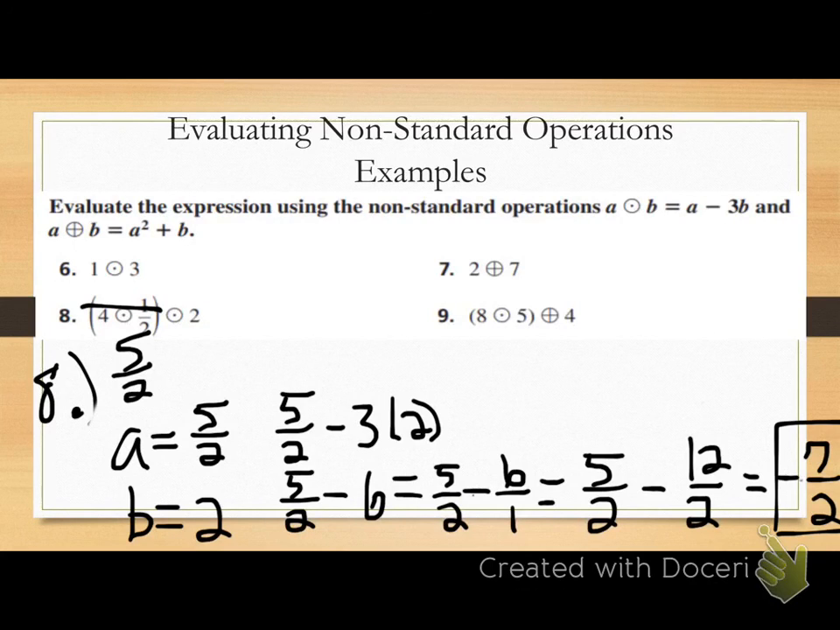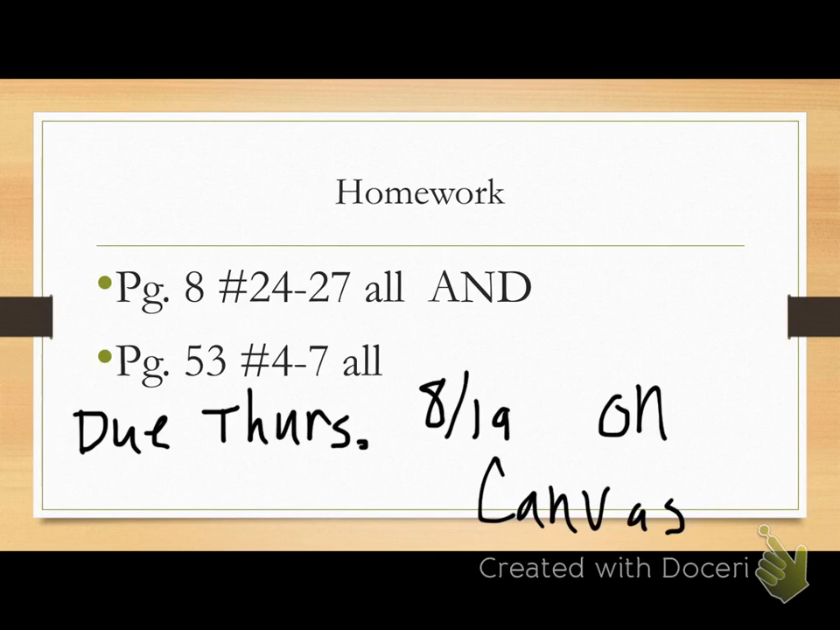Everyone good with our notes for today? Can I move on to our assignment? It's about 8 problems. It's not that bad. It's due Thursday, August 19th on Canvas. So yesterday's assignment is due tomorrow. Today's assignment is due Thursday. There's only about 8 problems.